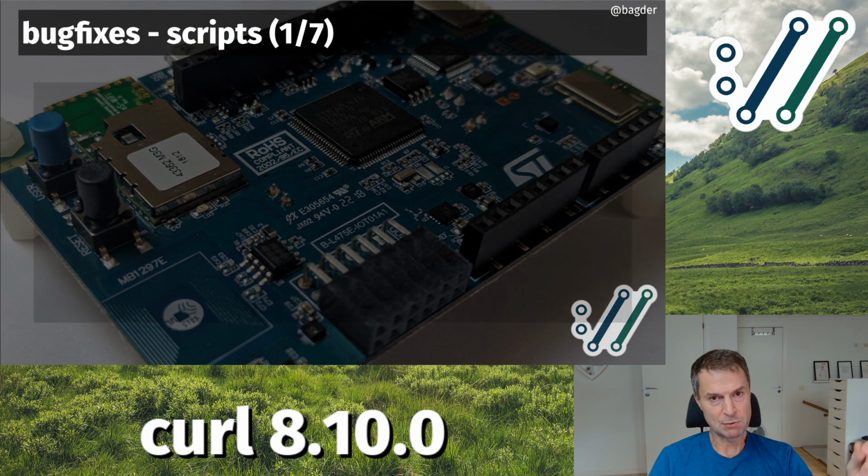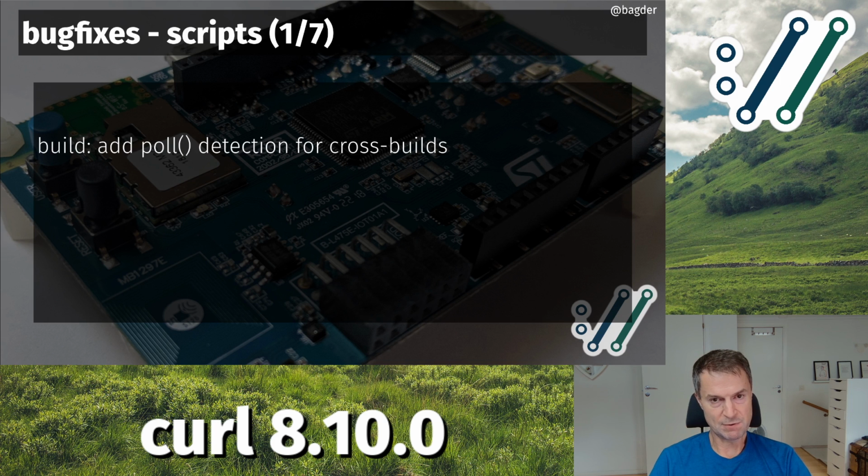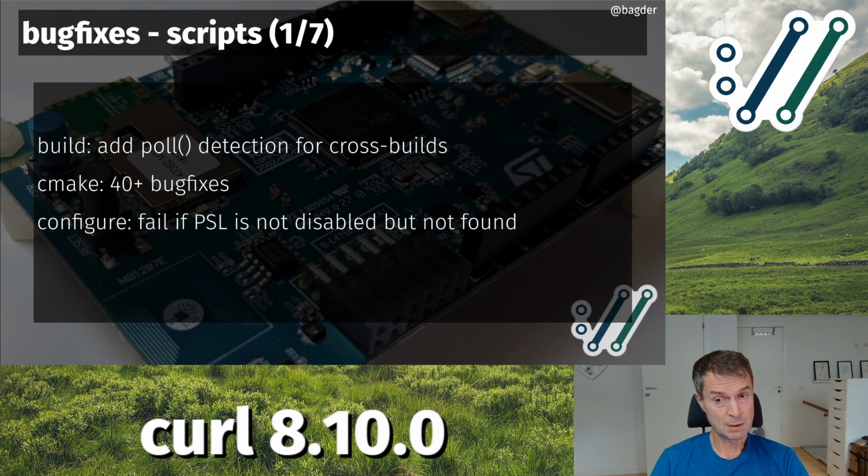Anyway, we fixed a bunch of scripts. For example, we now detect poll better when you cross-compile curl. Previously, it would pretty much assume that poll didn't work when you cross-compiled, just to be safe. Now it's a little bit better. And we did a humongous amount of bug fixes and improvements of the CMake builds. So if you build curl with CMake, it should be better, in almost every respect, in this release.